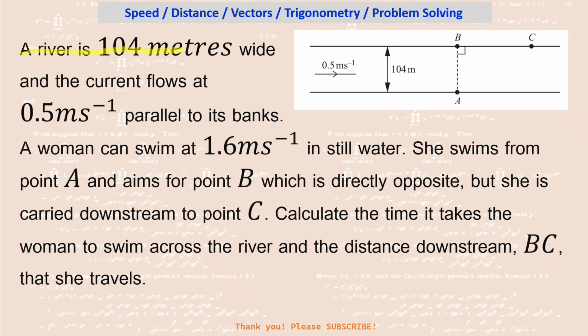A river is 104 meters wide and the current flows at 0.5 meter per second parallel to its banks. So this is the bank and the river flowing. A woman can swim at 1.6 meter per second in still water.